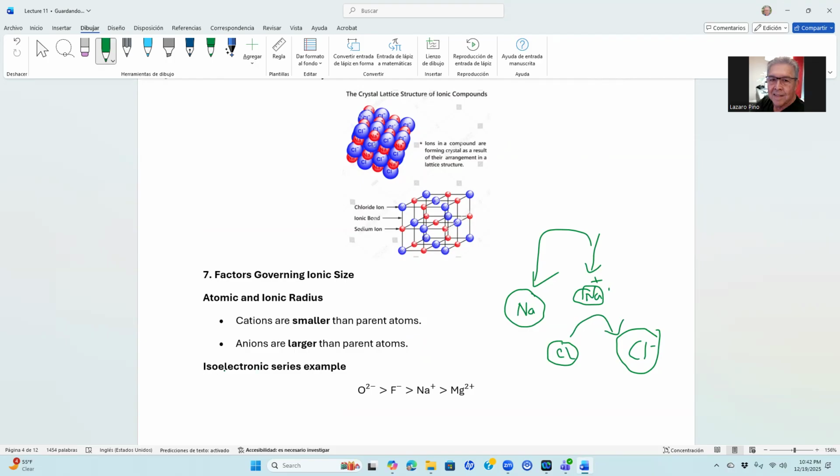Here you can see the isoelectronic series example. For example, the oxide anion is bigger than the fluoride anion, and the fluoride anion is bigger than the sodium cation, and the sodium cation is bigger than the magnesium cation. This is the isoelectronic series, or one of them. This is an example. Let's continue.